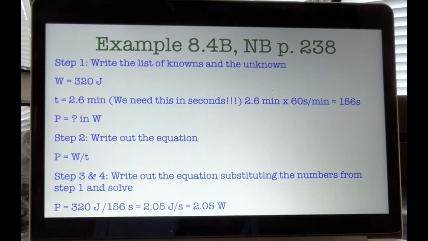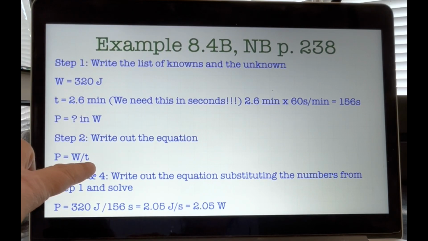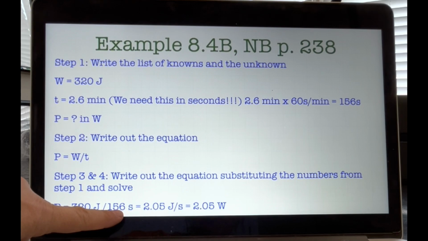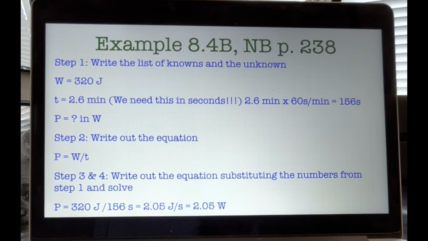We're trying to solve for power. All right, step 2, write out the equation. Power equals work over time. Step 3 and 4, write out the equation substituting the numbers from step 1 and solve. So we have 320 joules divided by 156 seconds, which equals 2.05 joules per second, or 2.05 watts. Your answer may have more decimal places. I rounded to the hundredths, but either way, you'll be fine.